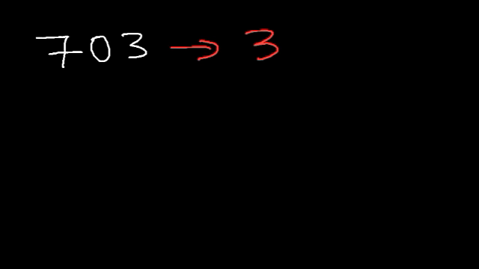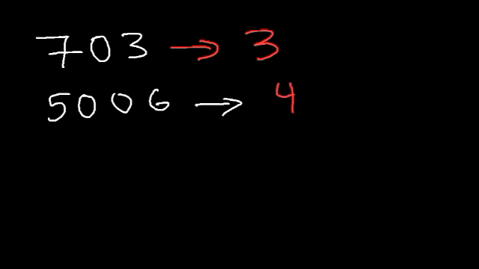Now what about 703? How many significant figures are in this number? Whenever you have a zero between significant numbers, or non-zero numbers, the zero is significant. So therefore, we have 3 significant numbers. So what about 5,006? So here we have 4 sig figs.